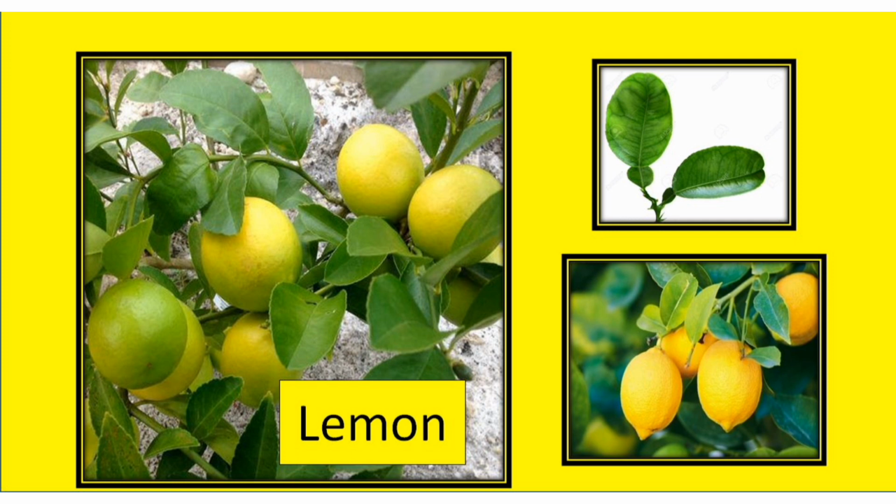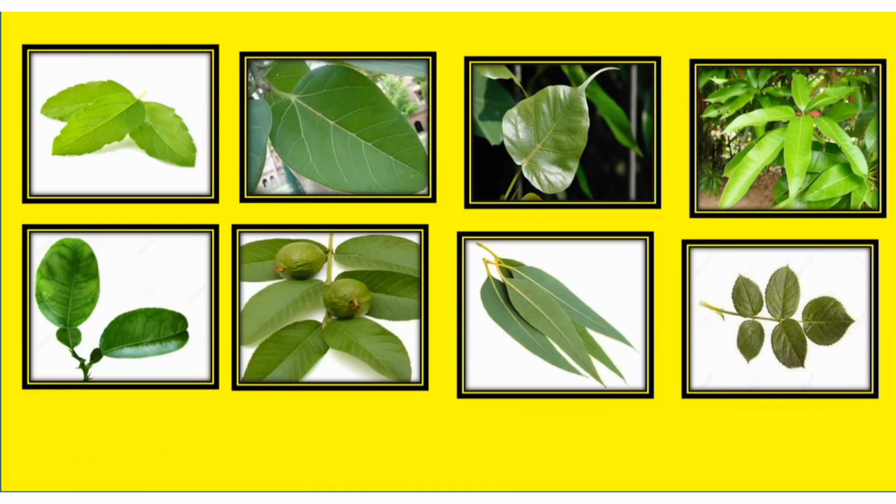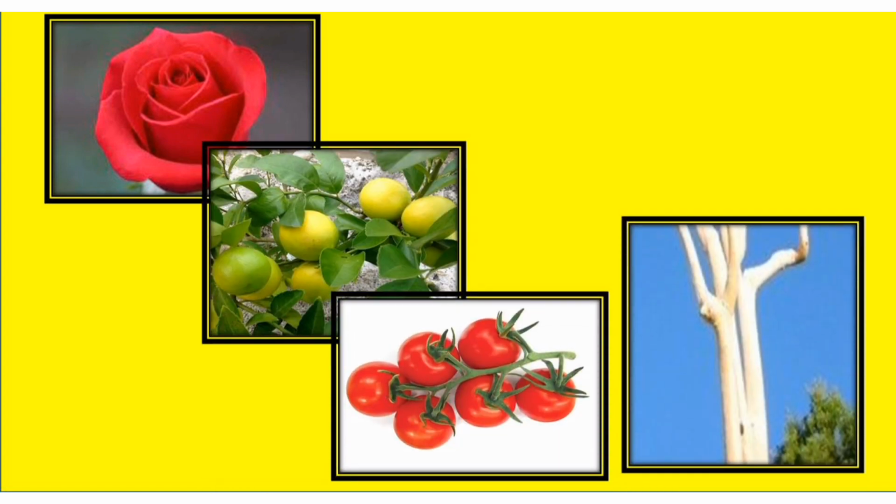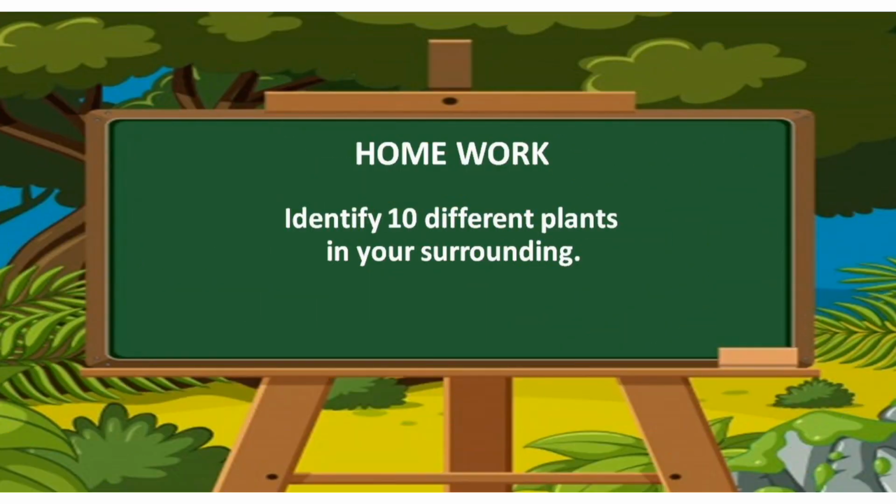Children, this way we have learnt that different plants can be identified from the shape of their leaves, flowers, fruits, or trunk. And now children, it's homework time. In your homework, you have to identify 10 different plants in your surrounding.